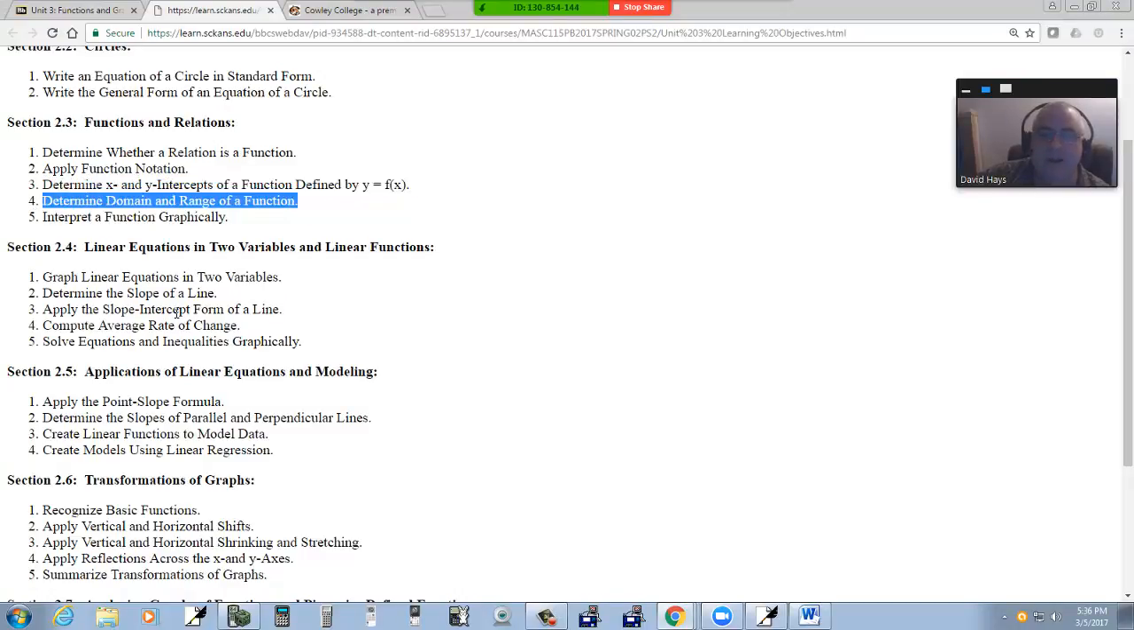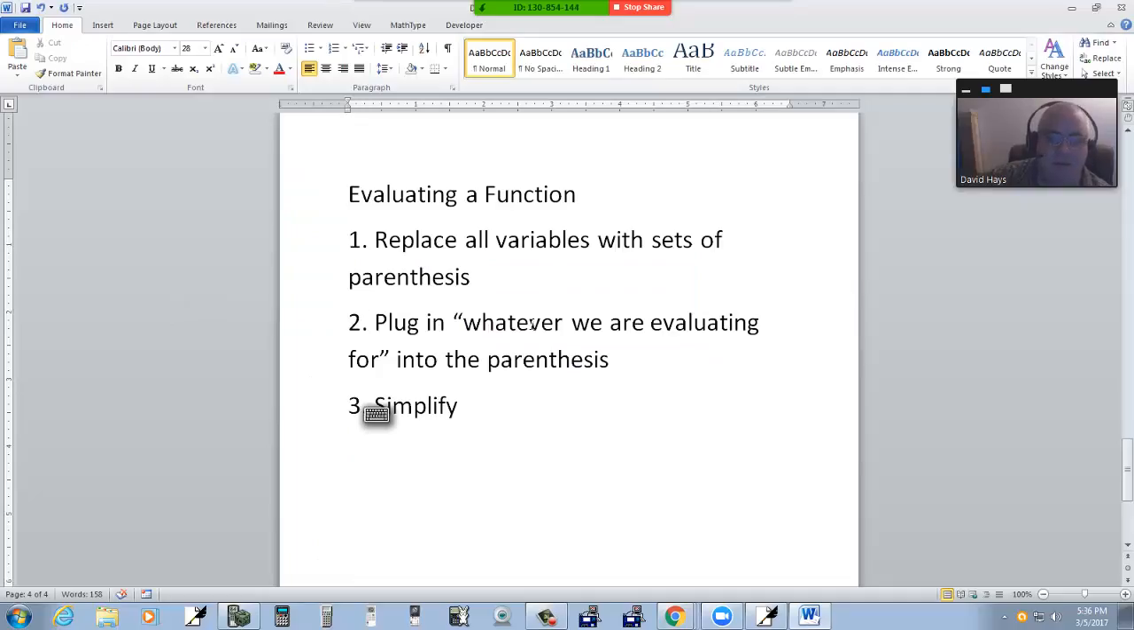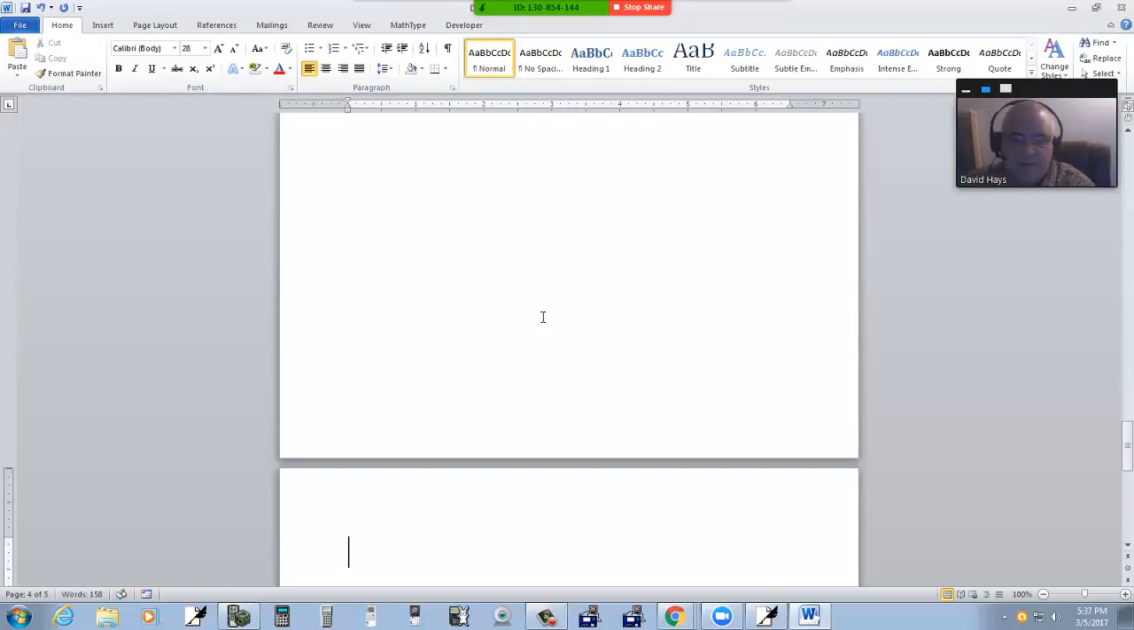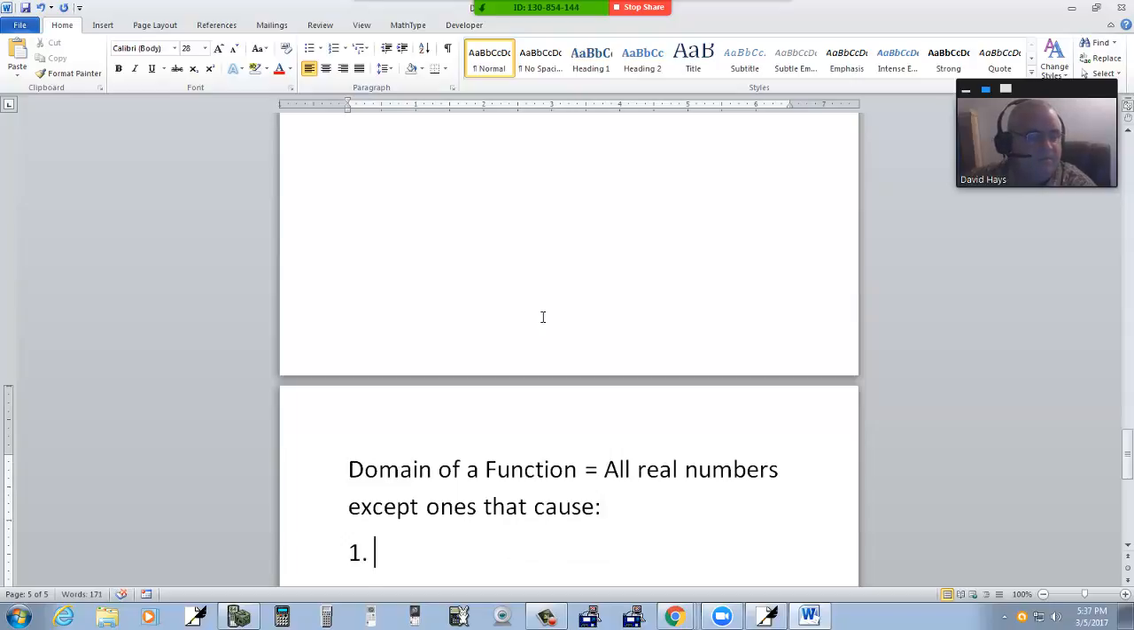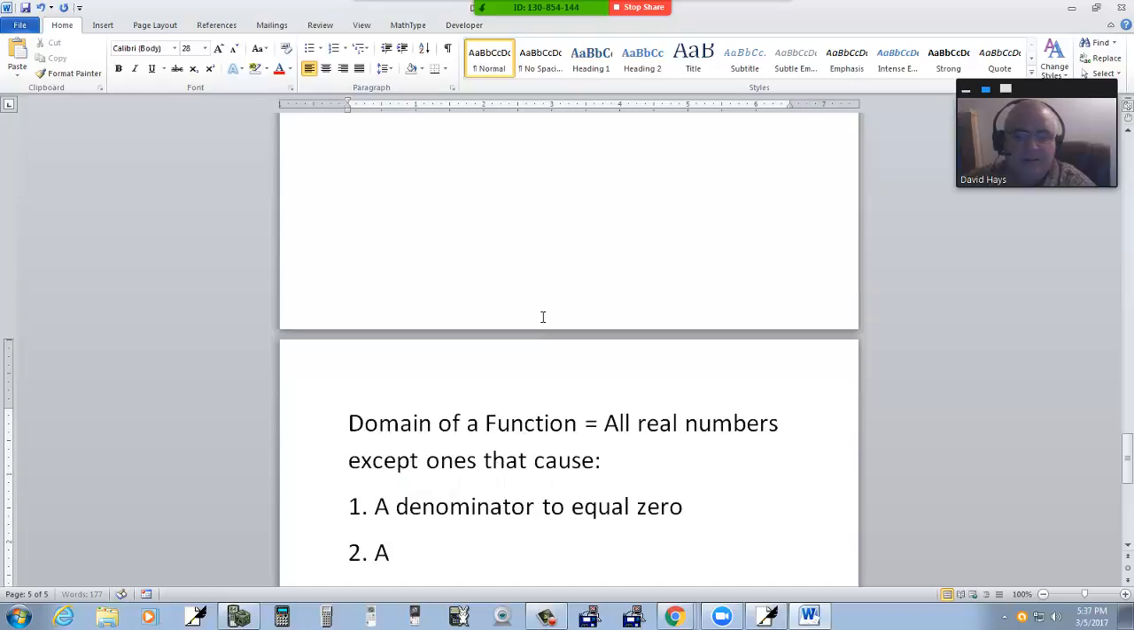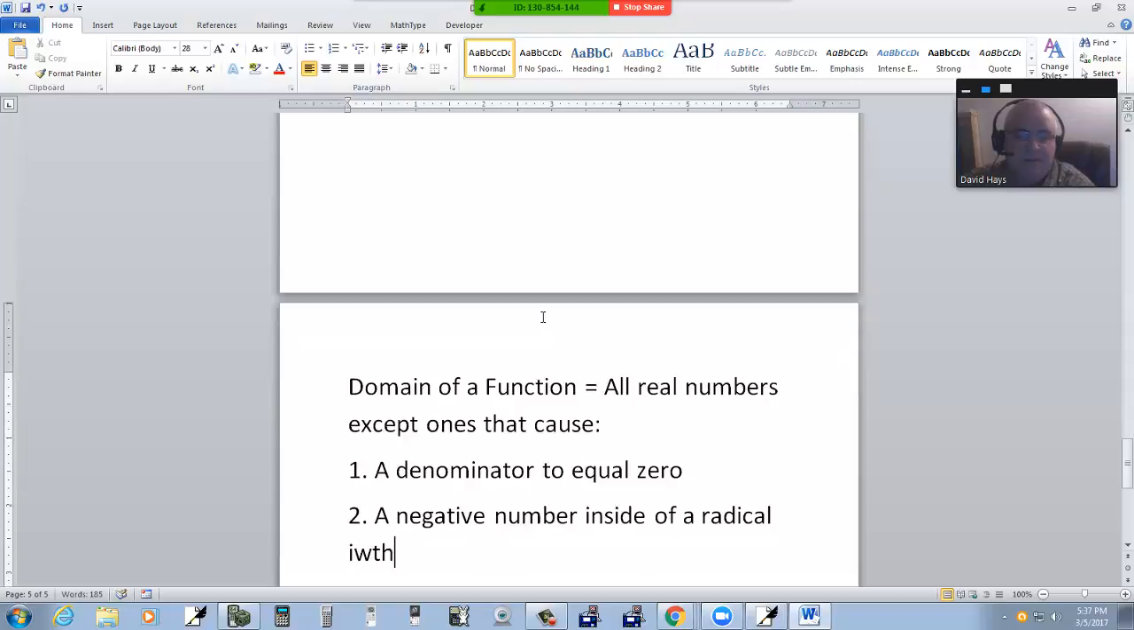Now determine the domain and range of a function. Let's talk about that. Specifically, I'll focus on domain. Domain's an important part. Range is often determined by looking at your graph. So domain of a function. In general, the domain of a function is all real numbers, except ones that cause a denominator to equal 0, and ones that cause a negative number inside of a radical with an even index.